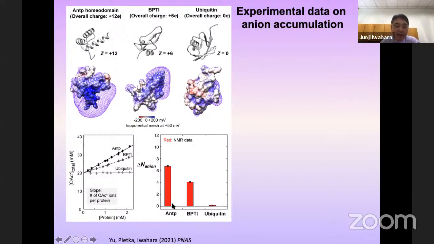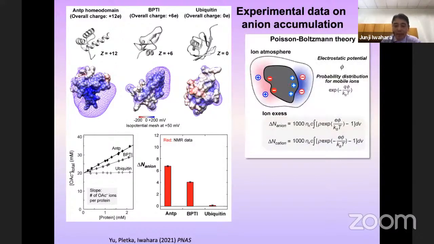For Antennapedia, it was about 7, and for BPTI, it was about 4. When we started this experiment, we were expecting to see 12 for Antennapedia and 6 for BPTI, simply because they are positive 12 and positive 6. But our data clearly indicated that it is not the case. Initially, we were puzzled, but it turned out that the answer for this discrepancy is quite simple.